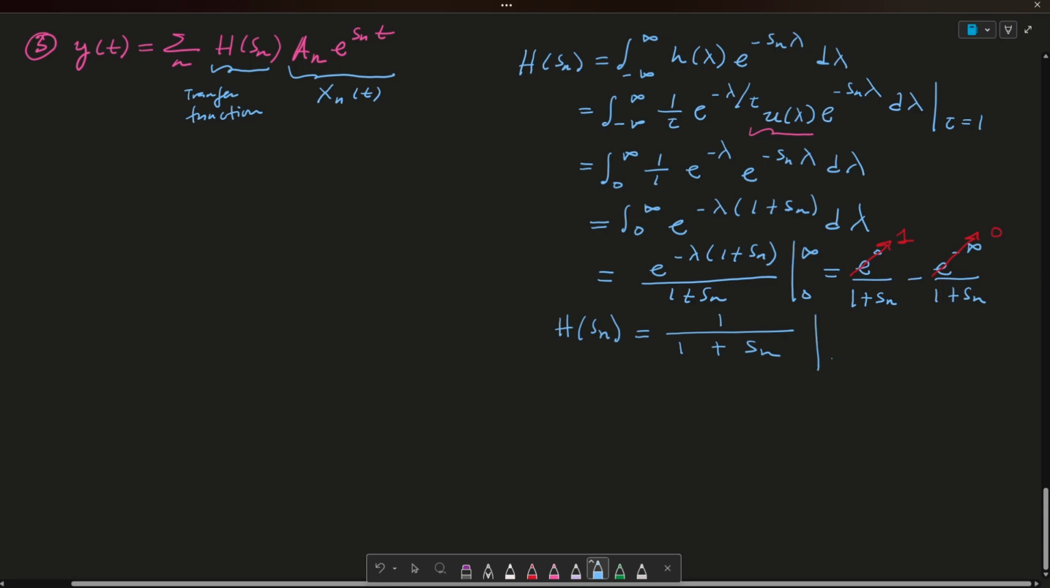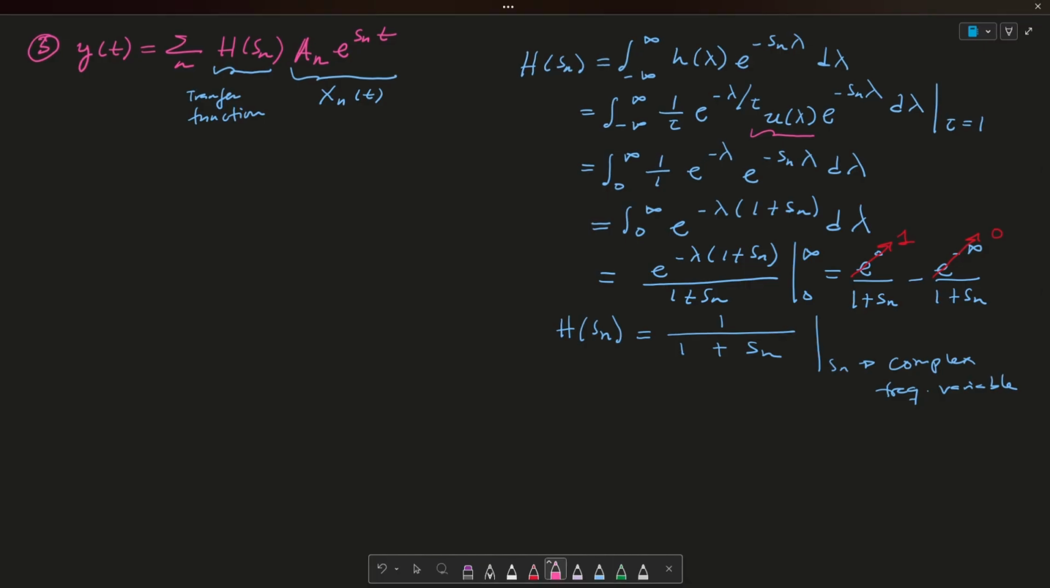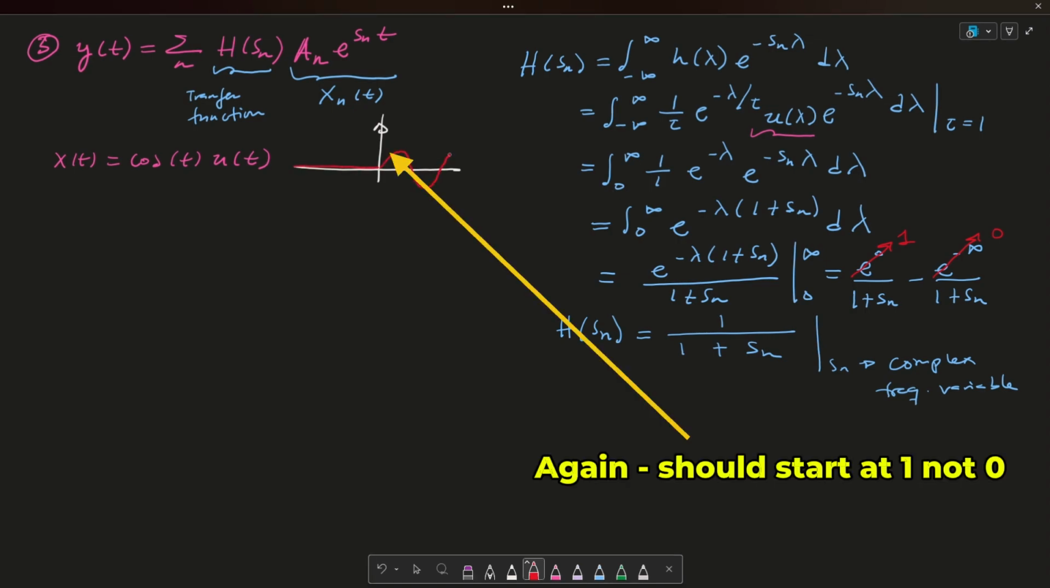Again, something to note is that this Sn is some complex frequency variable, and we've talked about this Sn in the past. Now, to continue solving y of t, we need to acknowledge one thing about my input x of t, where we say that x of t is equated to cosine t times u of t. This function looks something like this, which we've drawn in the past. It's 0 all the way up to 0, then my cosine starts like that.